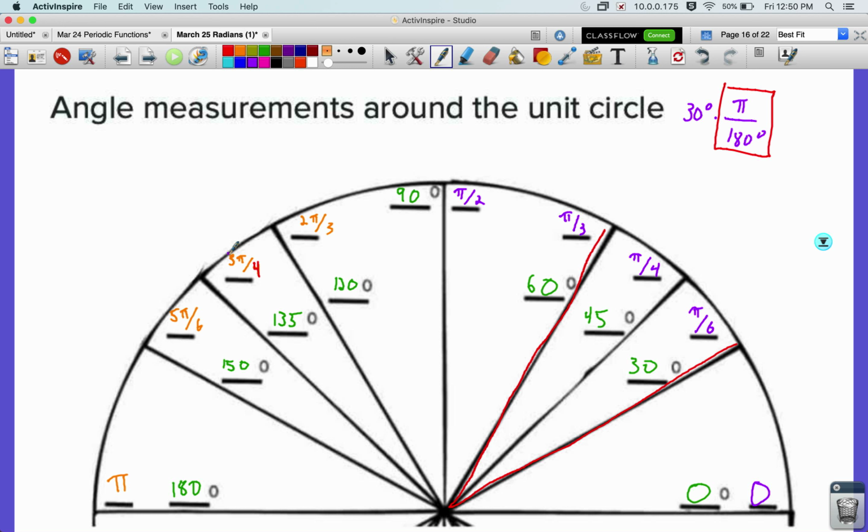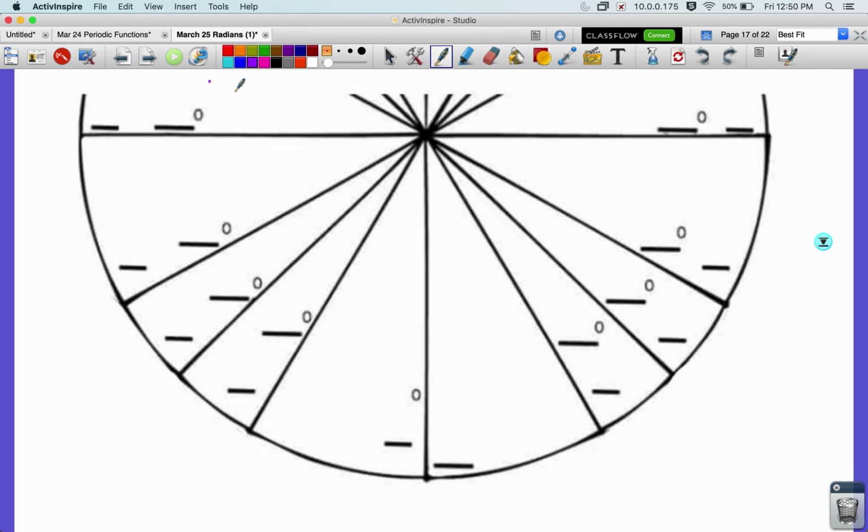Yep, I think that's where we'll leave it for now. The more we practice, the more tricks I can give you for filling these out. Let's do the bottom side of the circle.